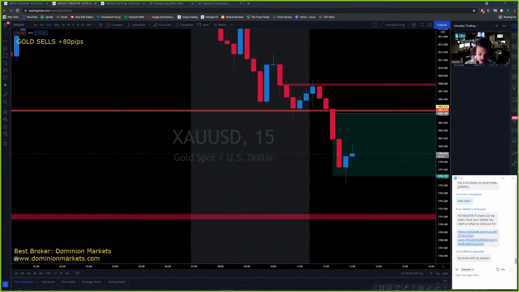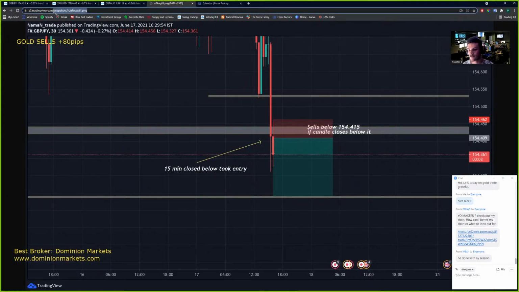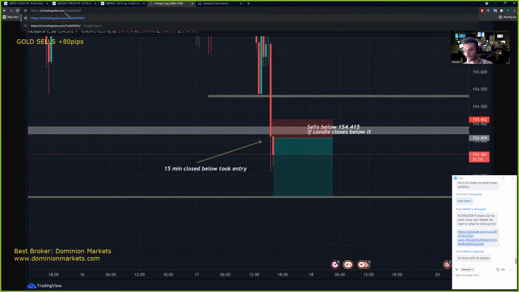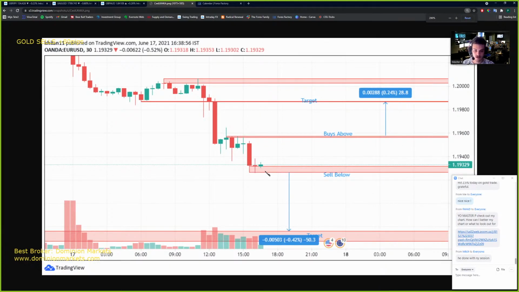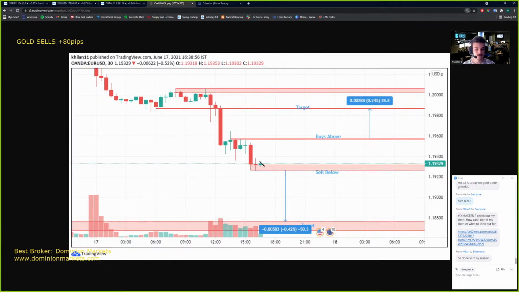Can you see my EU analysis? Let's take a look at EU analysis. We need a /x, but not a capital X, and then www. 30-minute, sell below, buys above. Sell below. I think you can take a sell below there.